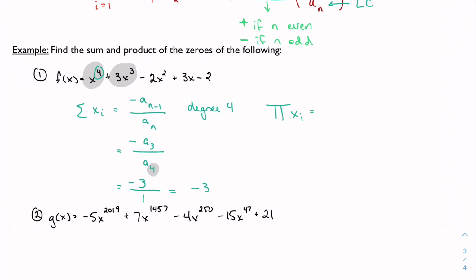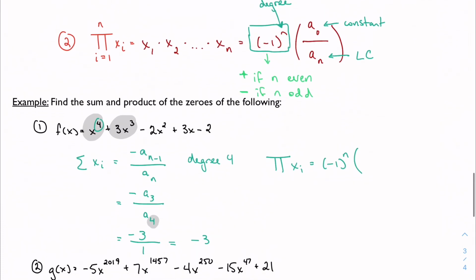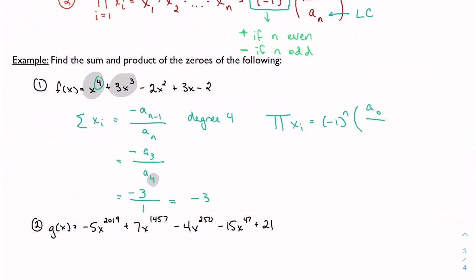The product of my roots, which feels like some weird genealogical thing. I am the product of my roots. Sorry, that was weird. Here's my formula right here. Well, degree is 4, so I'm just going to plug those in. Negative 1 to an even power is positive, such as positive 1. My constant is negative 2. And again, my leading coefficient back over here is 1. So the product of my roots is negative 2.